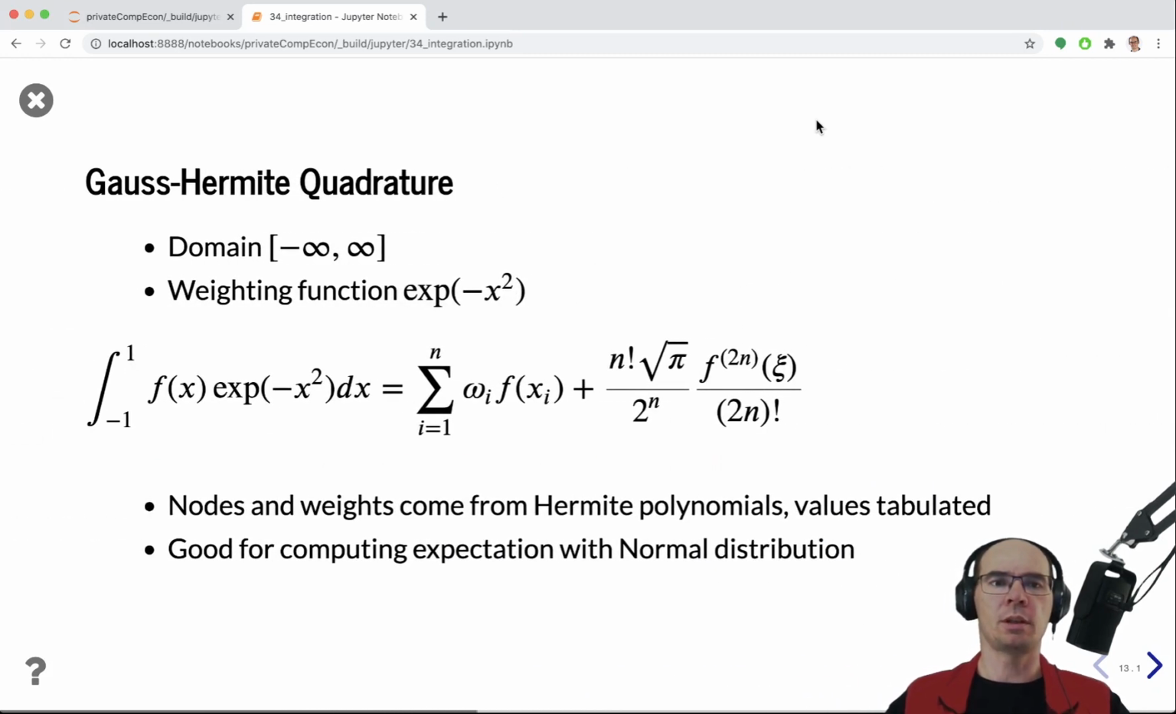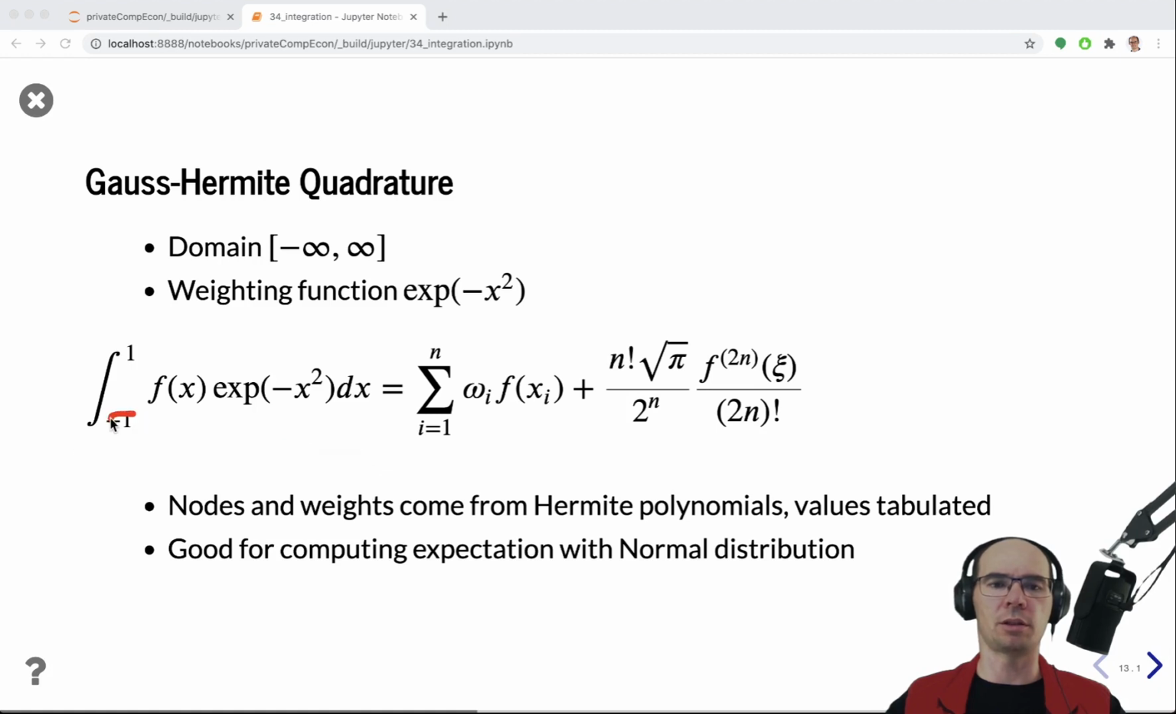Okay, in Gauss-Hermite quadrature, the domain is from minus infinity to plus infinity, and look at the weighting function. The weighting function is the exponent of negative x squared. So for those of you who remember statistics, that looks a lot like the kernel of the normal distribution, right? Like the PDF of the normal distribution. So this is really convenient.